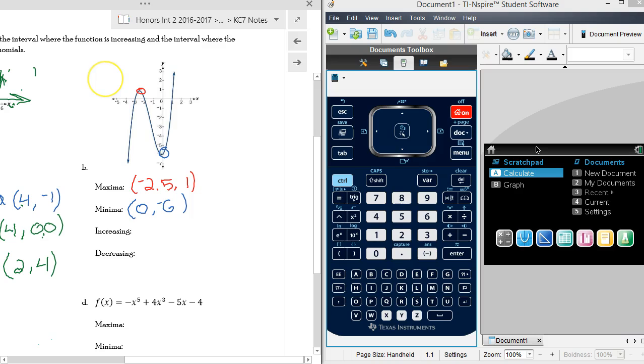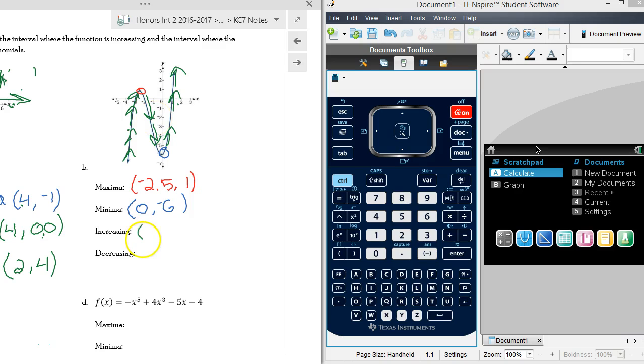Then I need to draw my arrows as I go around my graph. So now, when is it increasing and when is it decreasing? If you look, I have 2 different sections where it's increasing, and I only have 1 section where it's decreasing. It's going to start increasing on the left. My x values on the left side of my graph are negative infinity. And then I go up until I get to that negative 2.5.